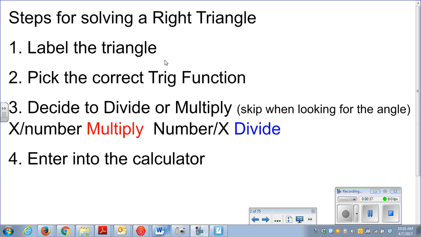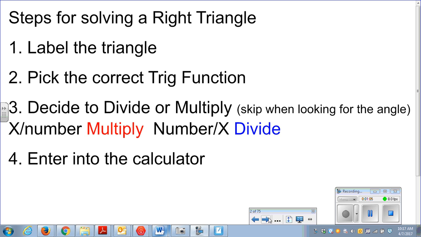Those steps are: label the triangle, pick the correct trig function, decide to divide or multiply. This means if your x is divided by the number, you multiply. But if your number is divided by your x, you divide. You also want to skip this step when you're looking for the angle. And then step 4, enter it into the calculator.